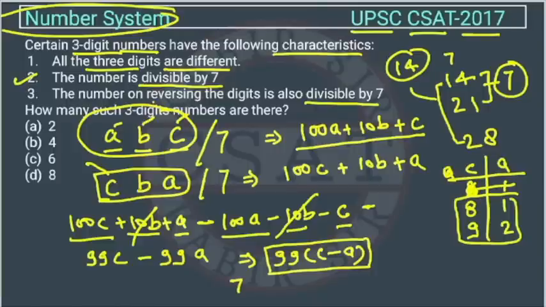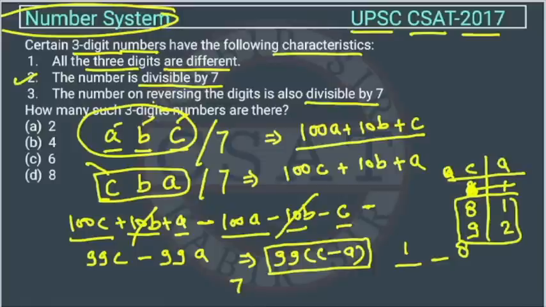Now, what would be the number now? Initially we assume the number as ABC. So the value of A can be 1, B we will calculate, and C value will be 8, right? I need a space, so I am removing this.